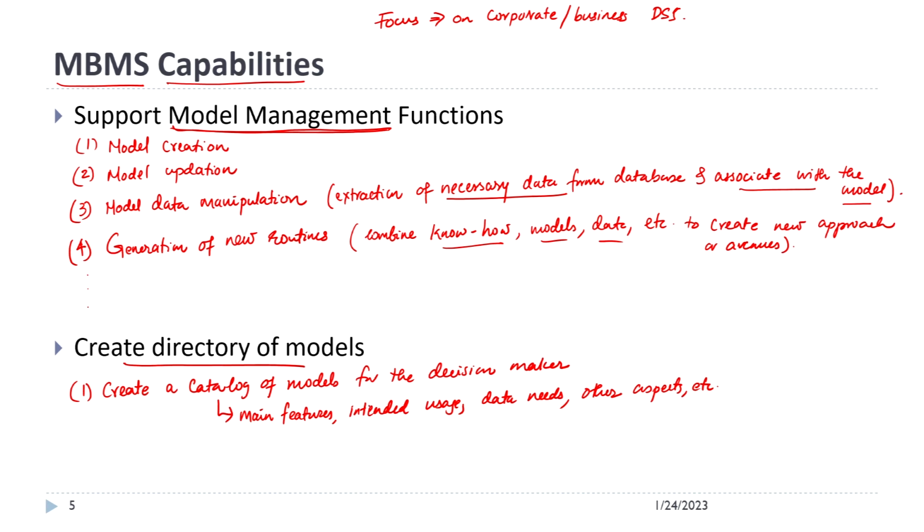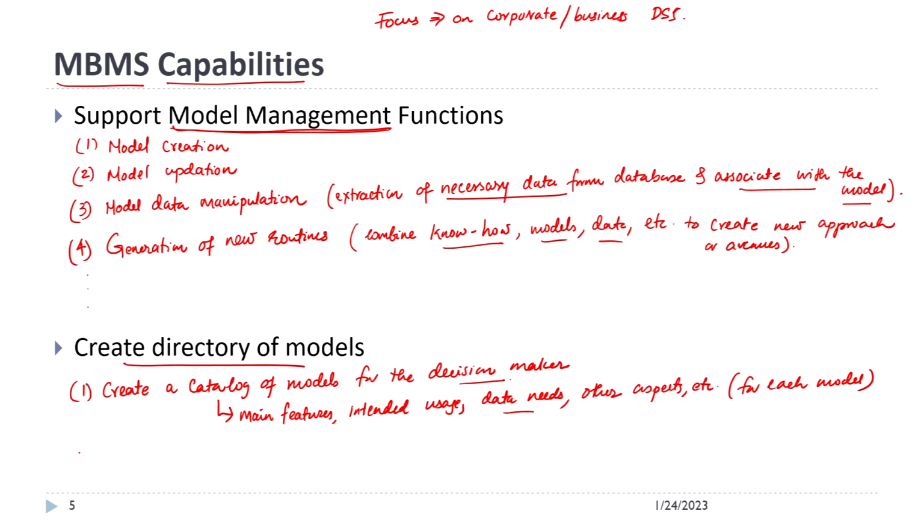So, when the decision maker looks into a set of models, say I want to go to the operational models, and I have 5 different models. For each model, I should have the main features of the model, what it is intended to do, what type of data it requires, and other aspects, such as which language it is written in, when it was written, and when it was last updated. All those aspects are also captured as part of this.